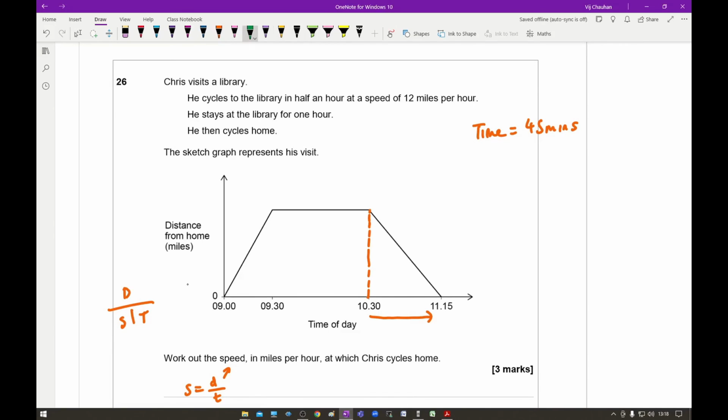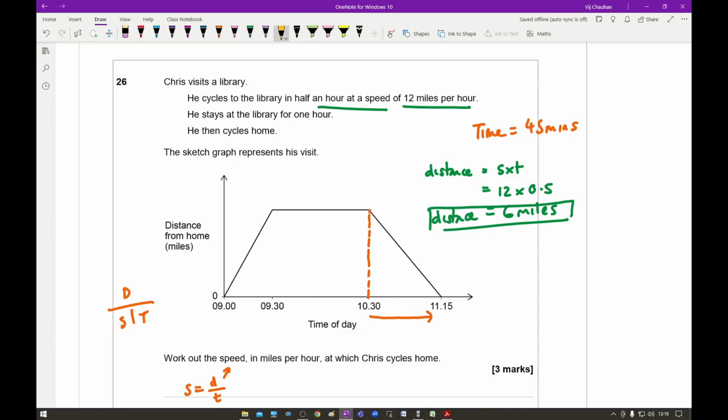Now the next thing for me to do is to work out the distance. To work out the distance, I need to use this bit of information here. It says that in half an hour, traveling at 12 miles per hour, Chris arrives at the library. So to work out the distance, that's going to be speed times time. The speed is 12, the time is half an hour, so that's 0.5, so that equals 6 miles. So now I know the distance, I know the time, so now I can work out the speed.